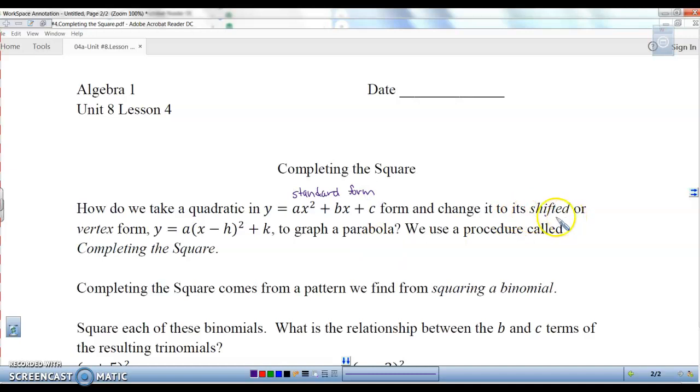And then we have it shifted, or the vertex form. This is the vertex form where h and k are the vertex. So how do we switch from this form to this form? Well, we use a process that's called completing the square. So how do we get to completing the square? It comes from a pattern we find by squaring a binomial.